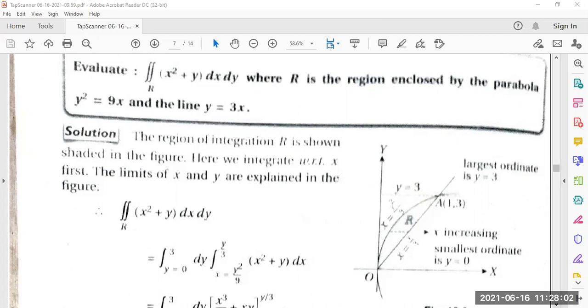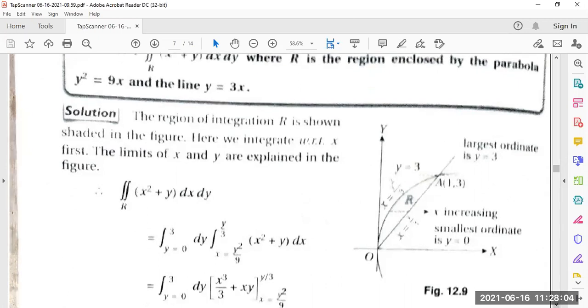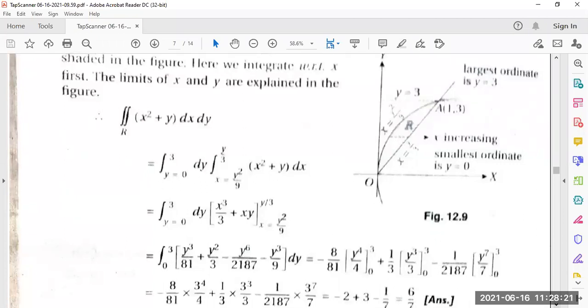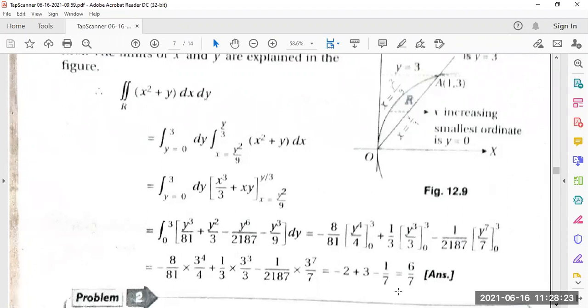After getting this and putting the value of our limit, it is x equal to y square by 9 and y equal to 3x. So after getting this, we got the value of this one, and then 0 to 3 dy with respect to dy. We are putting the value of this, we got the value 6 by 7. Is it clear?